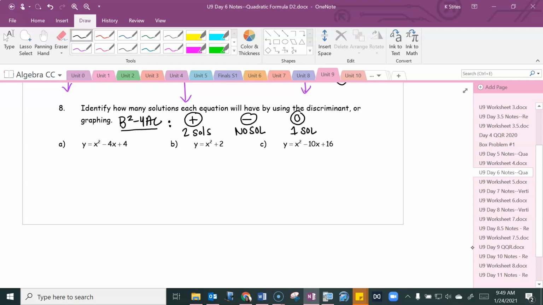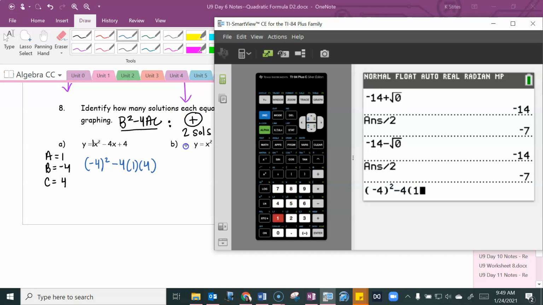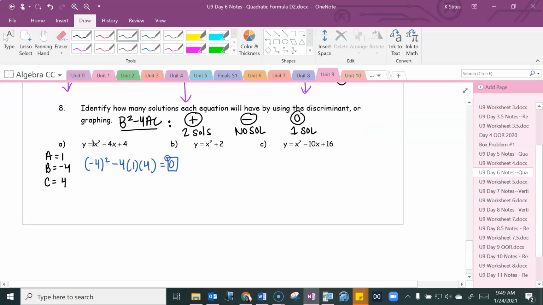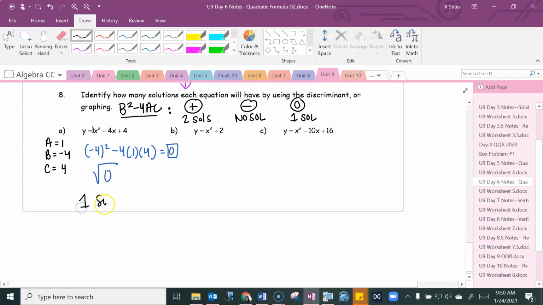All right, so for letter A, A is 1, B is -4, and C is 4. And again, you don't have to do the whole quad formula. We're just going to do the discriminant, which is what's underneath the square root. B squared minus 4AC. And we'll type it in. And we get a 0. All right, so this means we have a square root of 0, which is like we got in number 6. This means there is only one solution.